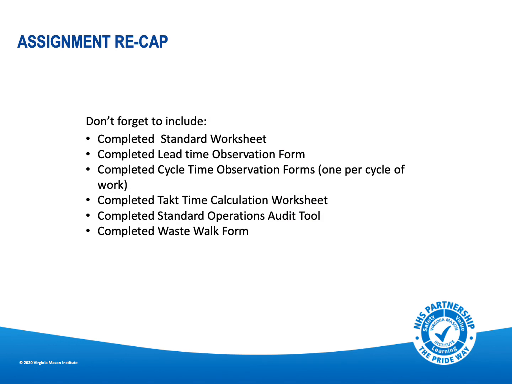If you're watching this video and need to complete your assignment for session 2, you will need to observe and document the flows of your chosen process on the standard worksheet, remembering to use the correct colours and adding in the quality, safety checks and also the work in process. Then you will need to observe your chosen process at least 7 times in order to document and complete your time observation forms, including all of the information boxes and summary boxes. You will need to include your waste walk form and complete the TAKT time calculation sheet. And don't forget to use the standard operations audit tool to ensure you have included all of the necessary elements in your standard ops tools.